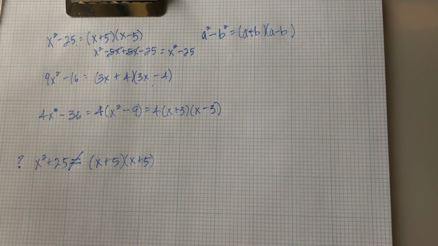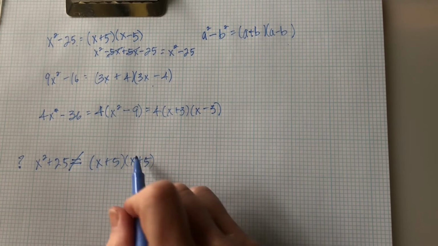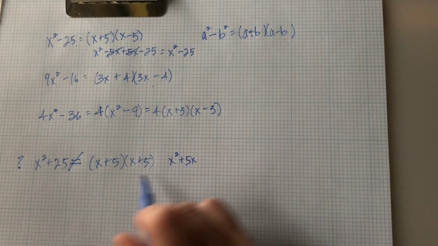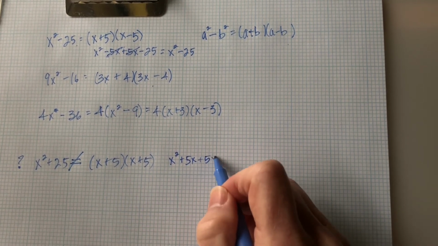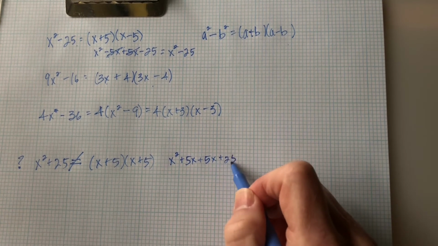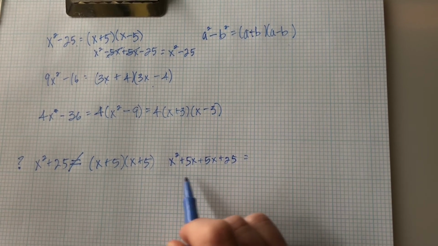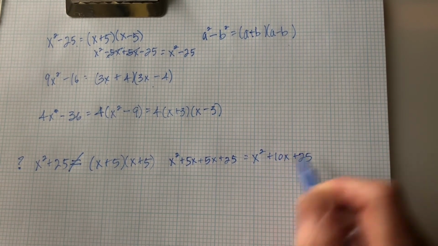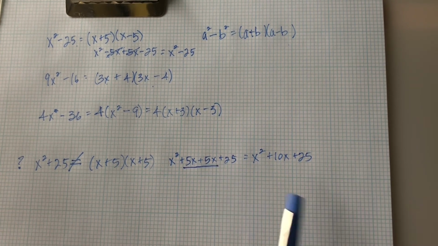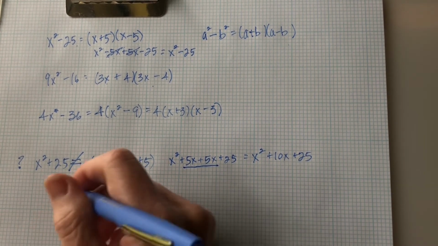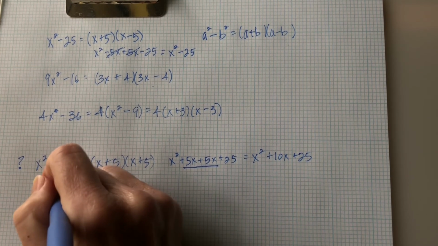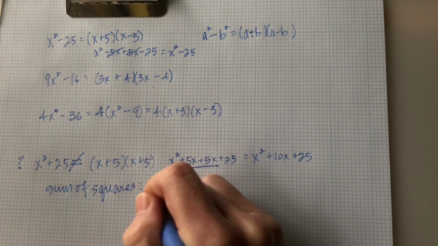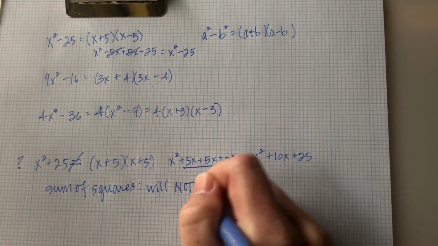But then I always say, hey, let's multiply that out and see what we get. Well, x times x is x squared. X times 5 is positive 5x. This 5 times x is another positive 5x. And then 5 times 5 gives us positive 25. Now we can simplify and combine like terms. We get x squared plus 10x plus 25. See, these two are not canceling out. We aren't getting rid of anything in the middle. So this sum of squares will not factor.